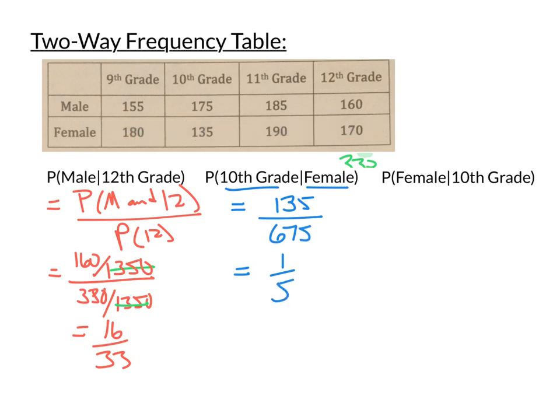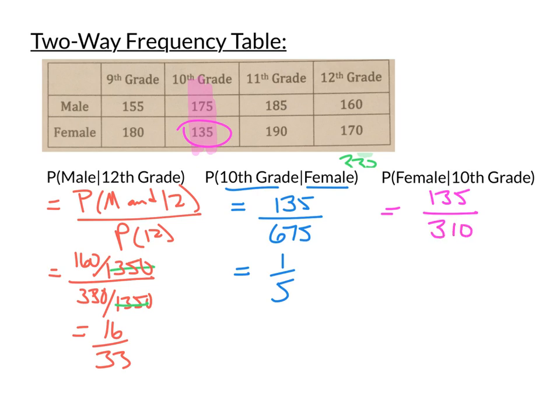I want to point out one more thing, that order matters. When we're talking about the probability that a student is in 10th grade given that they're female, that was 1/5. But what about the probability that a person is female given that they're in 10th grade? So we want to go and look at the females that are in 10th grade, again that same 135 right here. But this time, instead of dividing it by the total number of females, we want to divide it by the total number of 10th graders. So all of these people. And when we add that up, we should get 310.